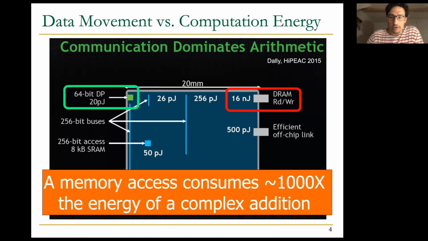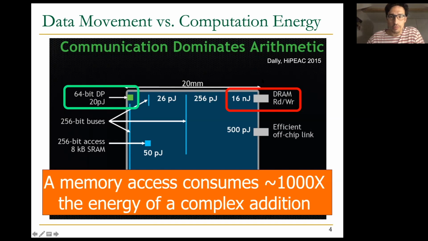So this is actually a very illustrative slide. This is from Bill Dally, a famous professor and scientist that works for NVIDIA. And this is a talk at a conference called HiPEAC in 2015. And here he showed something which is really interesting and really demonstrates what I was saying in the previous slide: how much energy you need to access data from DRAM, and how much energy you need to compute that data when you have it in the processor, right?